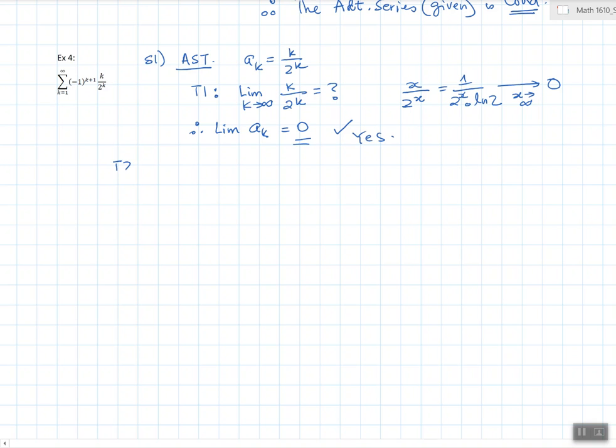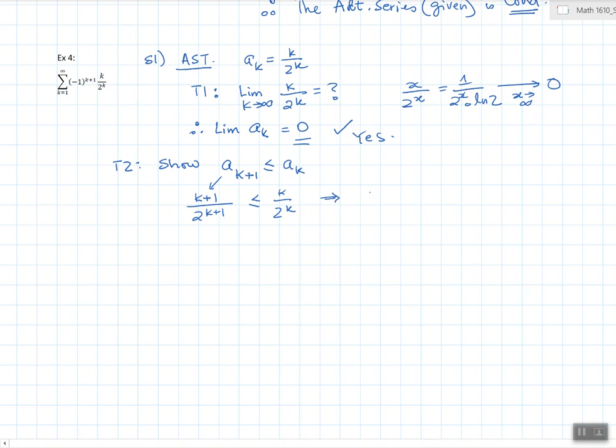Now we have to move on to test 2. For test 2, we have to show that it is a non-increasing sequence. So the terms ak plus 1 is less than or equal to ak. So ak plus 1 would be k plus 1 over 2 raised to the power k plus 1. And is it less than k over 2 raised to the power k?